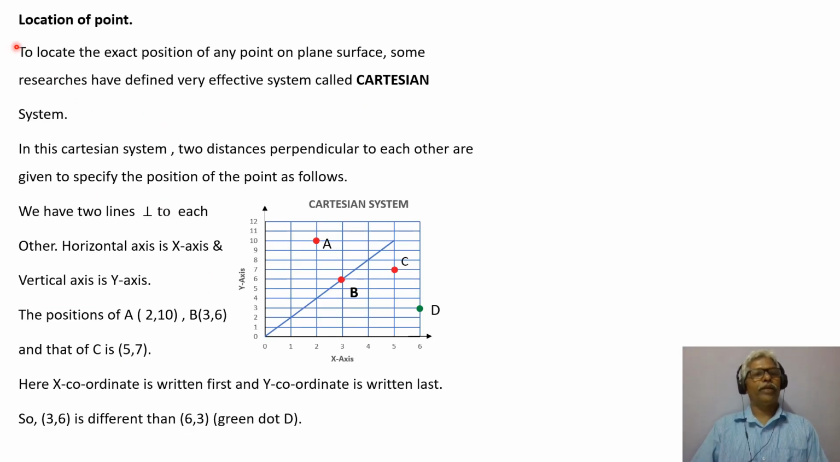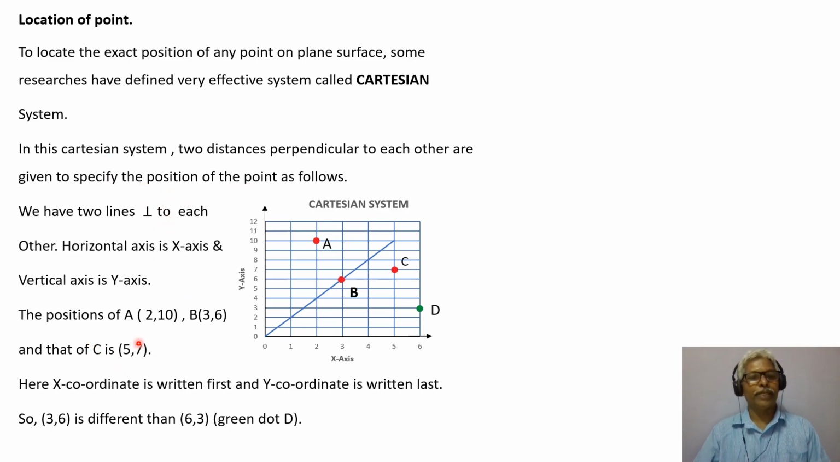Now we will elaborate on the aspect of location of a point. Go to this comment. To locate the exact position of any point on a plane surface, some researchers have defined a very effective system called the Cartesian system. In this Cartesian system, two distances perpendicular to each other are given to specify the position of the point as follows. If you find this sentence difficult, go through this first.